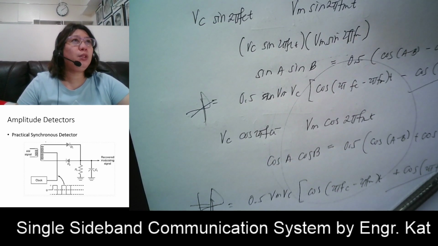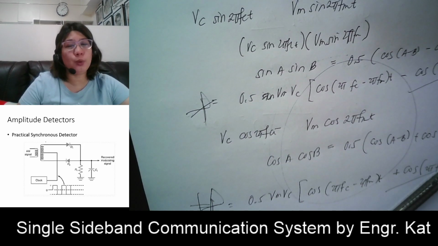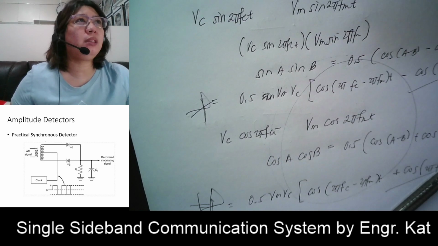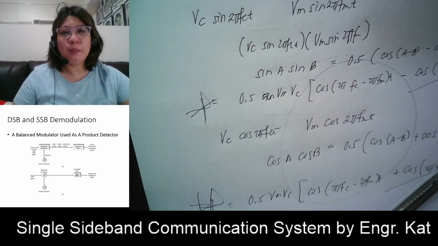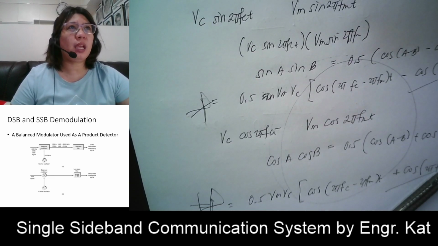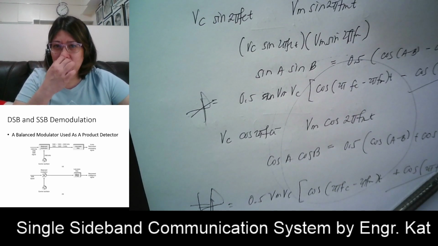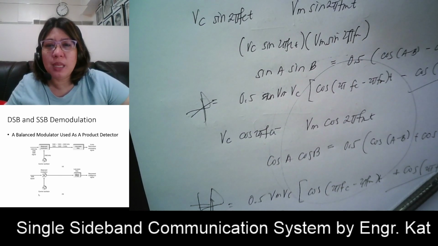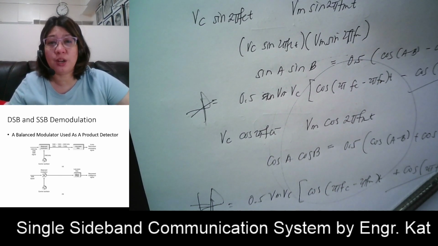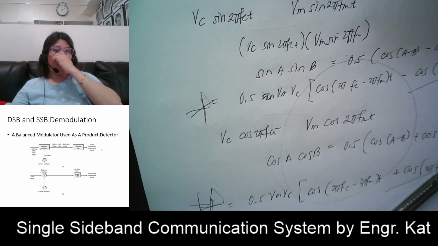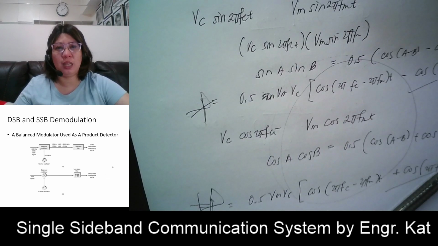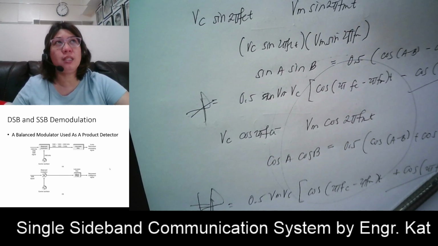Okay, so double sideband and single sideband demodulation. So a balanced modulator used as a product detector. So any balanced modulator can be used as a product detector, okay, to demodulate a single sideband. Okay, so you have the output of a balanced modulator as a suppressed carrier, and then passing through a low pass filter, we have a single sideband output. Okay, so the recovered intelligence signal. Okay, so those are the different types of single sideband communication.